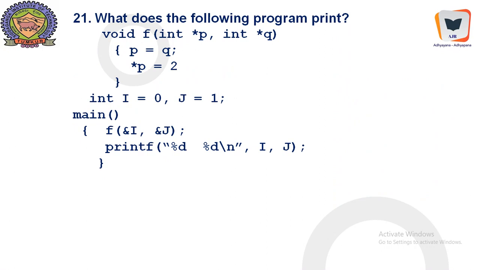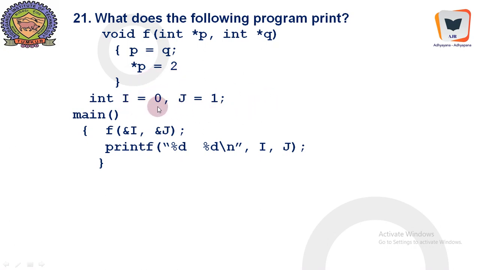What does the following program print? Void function with integer star p, integer star q. These are all pointers, and these pointers must necessarily receive the address of some other variable, as is done over here. p equal to q, star p equal to 2, and you are changing a memory location. You are telling it to initialize the value at the memory address pointed to by this pointer with 2.